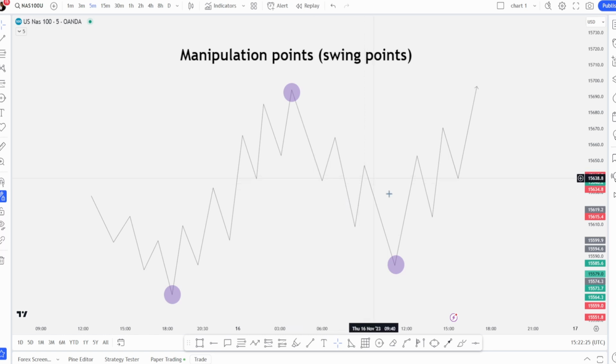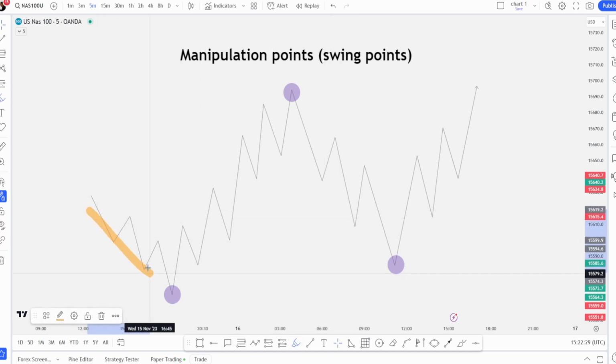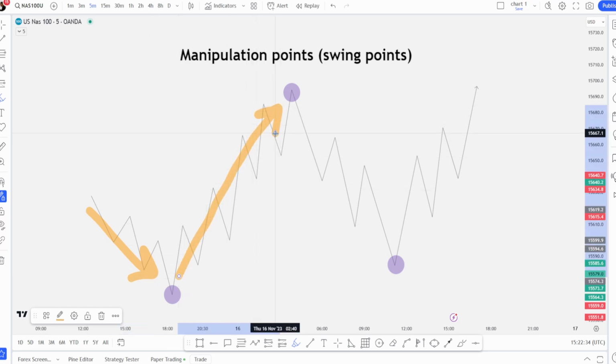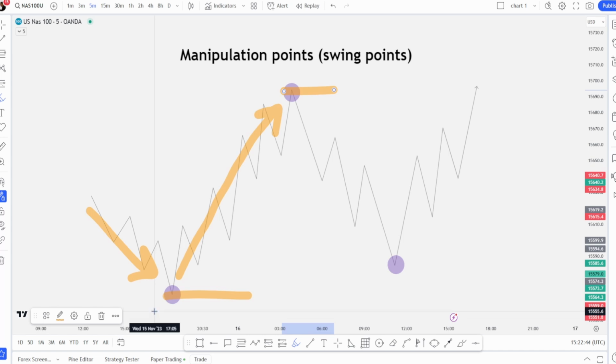Now, manipulation points, as I stated earlier, are points where price goes from one direction in the market into another direction, giving you a higher time frame low and a higher time frame high. We will show you examples of this once we have walked through the understanding of manipulation points, or swing points, you can call them whatever you like.